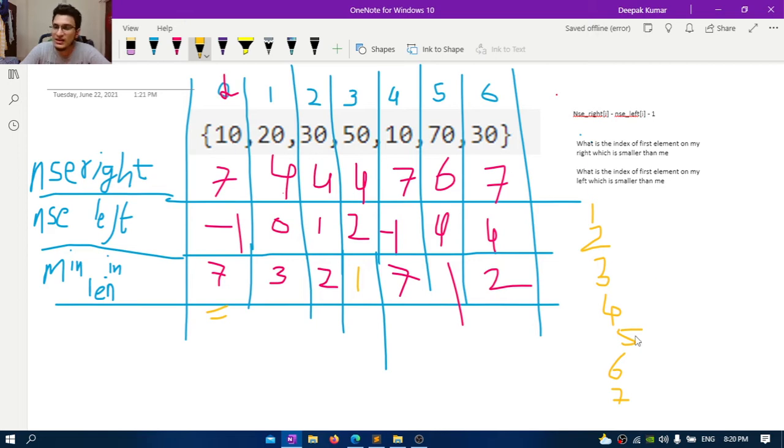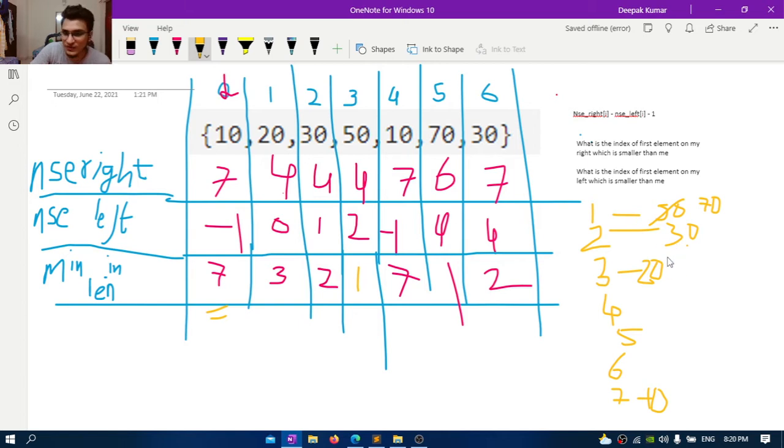10 is telling me that I am the minimum in a window of length 7. So basically 10 could be a possible answer for 7, right? For 3, the possible answer could be 20. For 2, the possible answer could be 30. For 1, the possible answer could be 50. For 7, the possible answer could be 10, which is already 10 only. For 1, the possible answer could also be 70. And for 2 it would be 30.